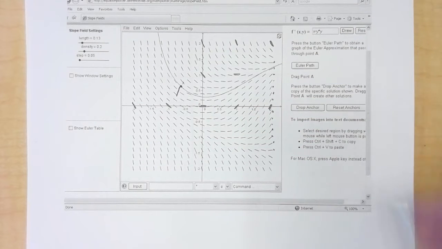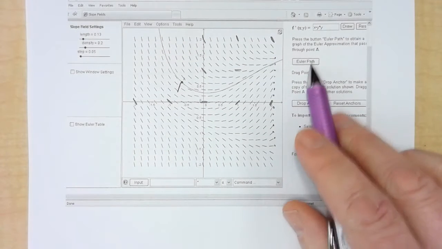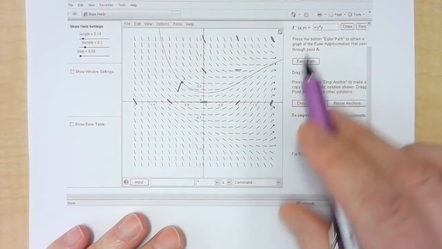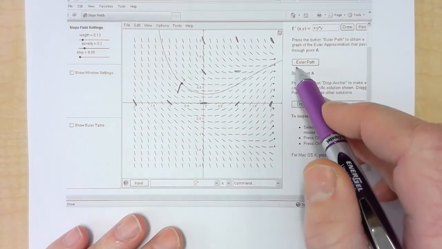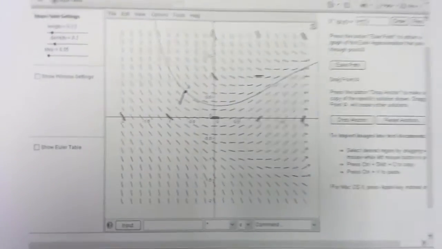All right, the next thing we need to talk about is the Euler path. So there's the equation right there, and then the Euler path. This is one Euler path. Now here's my analogy for this.